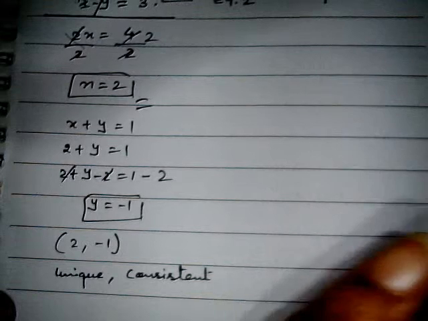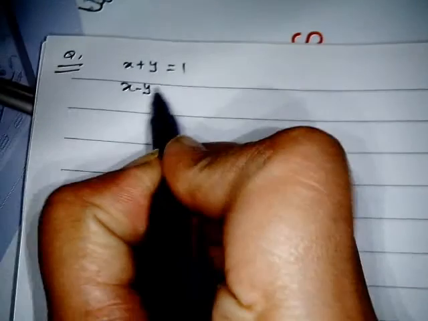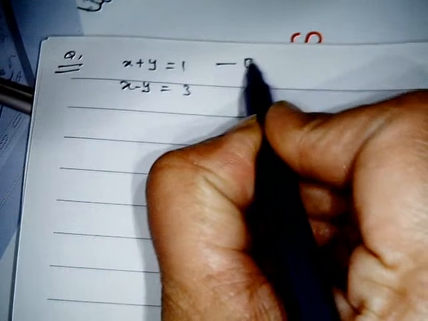So to plot the graph, I need to write the equations again. x plus y equals 1 and x minus y equals 3. This is equation 1, this is equation 2.